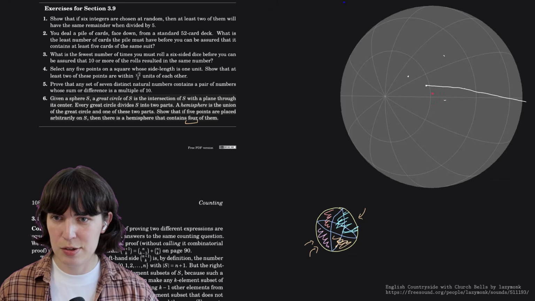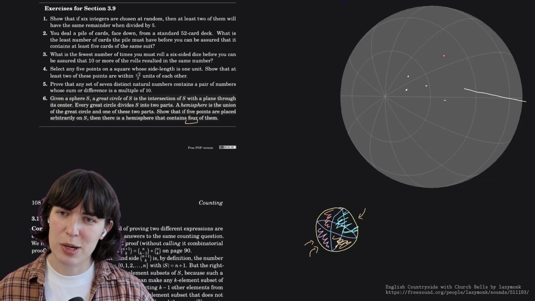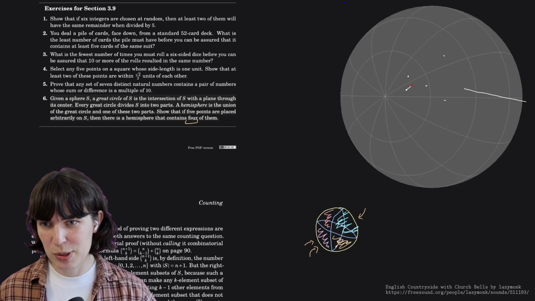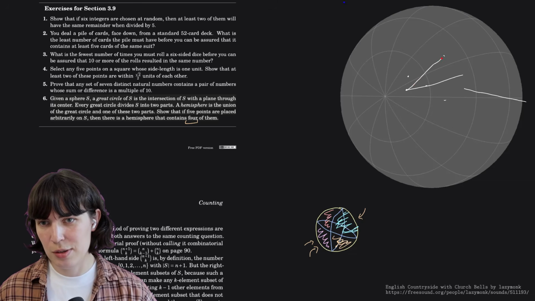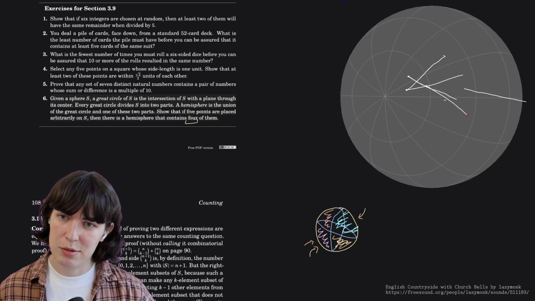Okay, let's dial this back. So in this situation, we need to construct basically a line between 2 points that splits 2 of the points apart. And we can do this in a number of ways. We can do this, we can do this, we can do this, we can do this.